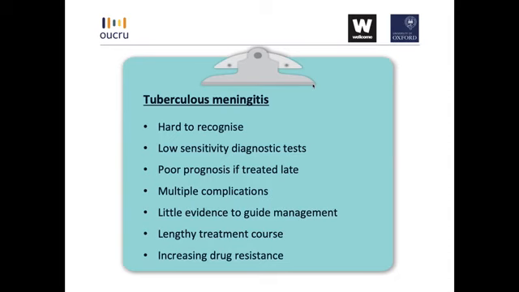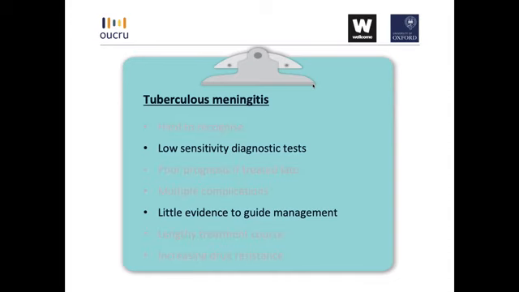Our diagnostic tests aren't particularly sensitive. Maybe they're getting a little bit better, and we'll come on to that. There are lots of complications. There's little evidence to guide management, really. Treatment course is lengthy, we give a year of therapy, and there's also increasing drug resistance. So it looks quite bleak initially. I'm going to focus on a couple of main research interests of OCRU, and that's diagnosis and then treatment and management of adult TB meningitis.